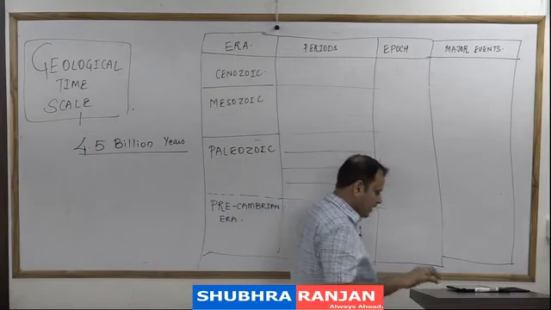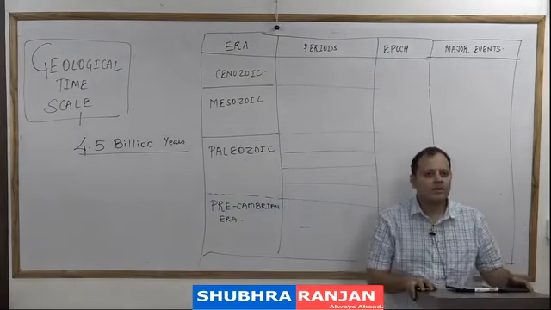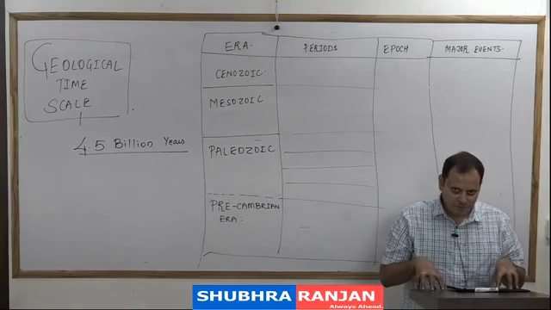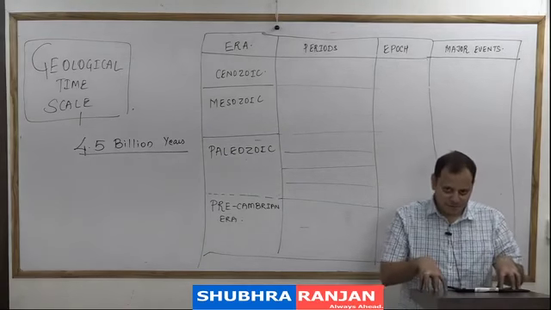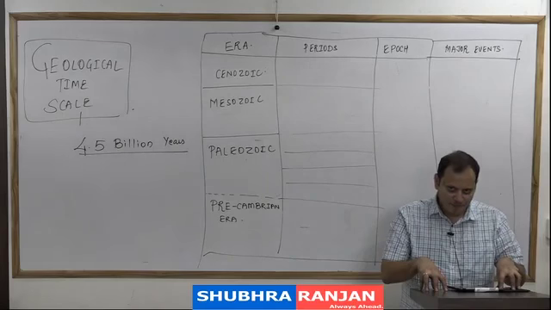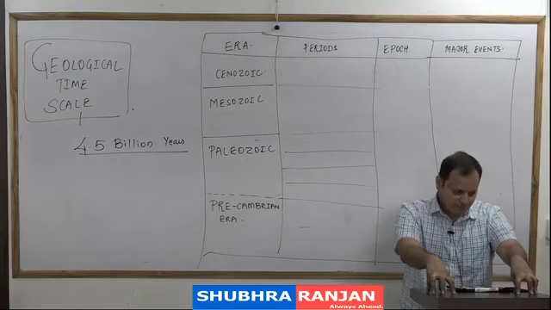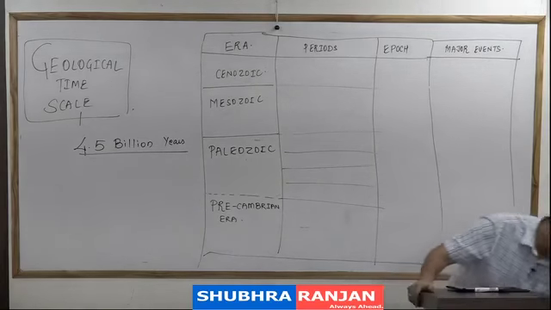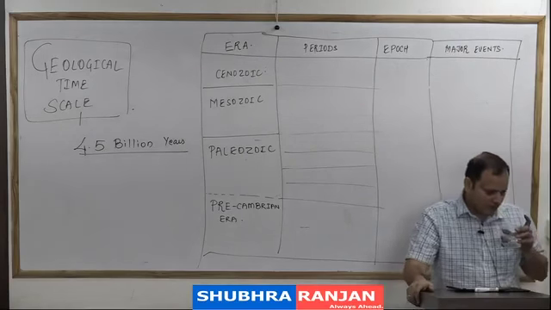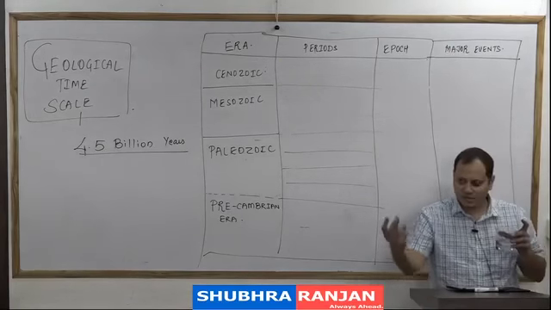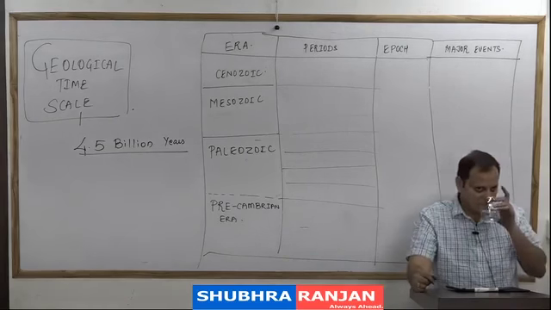Next point in the Precambrian era, origin of life in the form of anaerobic respiration and unicellular bacteria. Unicellular bacteria means single celled bacteria.